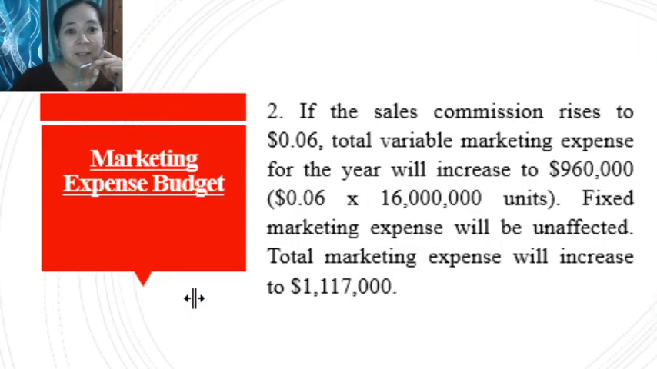For the second requirement, if the sales commission rises to $0.06, of course, the effect is that the total variable marketing expense for the year will also increase to $960. What about the fixed marketing expense? No effect. However, our total marketing expense will increase to $1,117,000. Okay, so that's for our marketing expense budget.